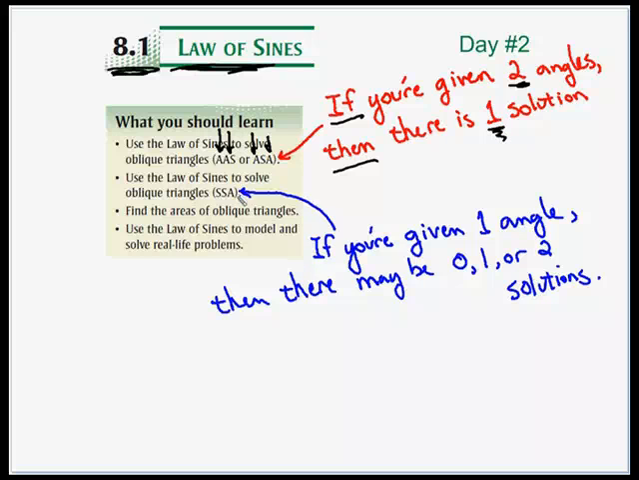Today we got to be a little more careful. We're going to start off by being only given one angle. If this is the case, there may be zero solutions. There might be one solution, or there could be two different solution triangles that fit the prerequisites. So here it's not a lot more difficult than what we did yesterday. We just got to be a little more careful.